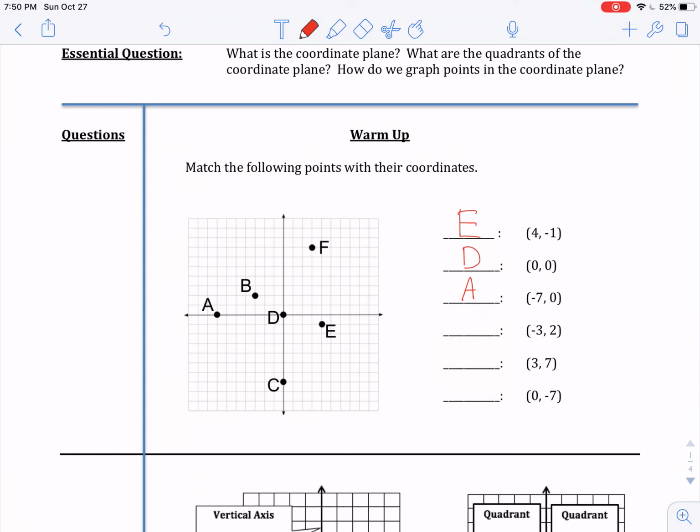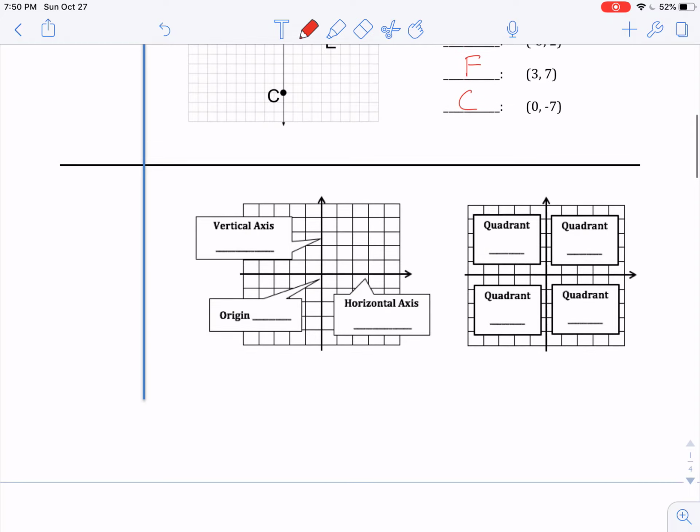So, and then we have -3, 2 should have been B. We should have had 3, 7, which was F. And we should have had C, which is 0, -7, where we stay on the y-axis and we go down 7. So we go like this, right down to there. Okay? All right, sounds good. Let's get into this lesson.